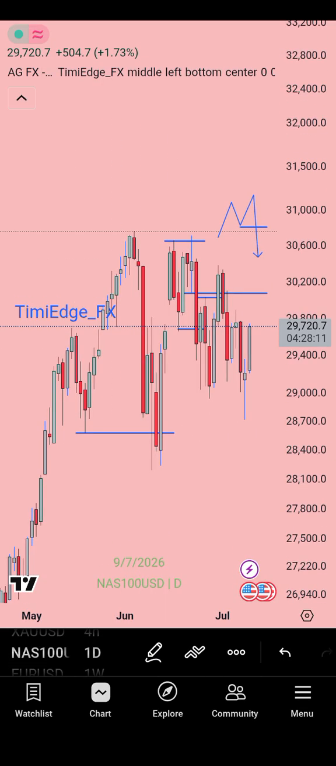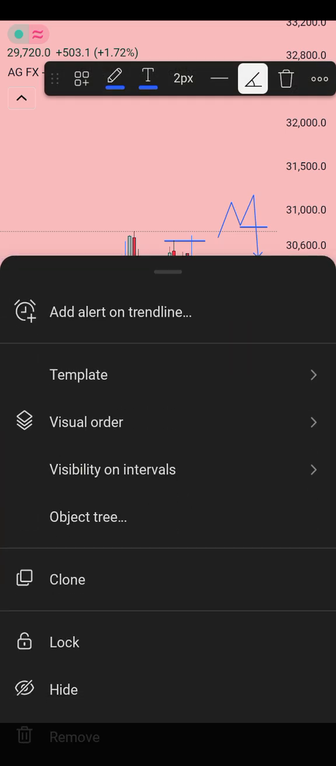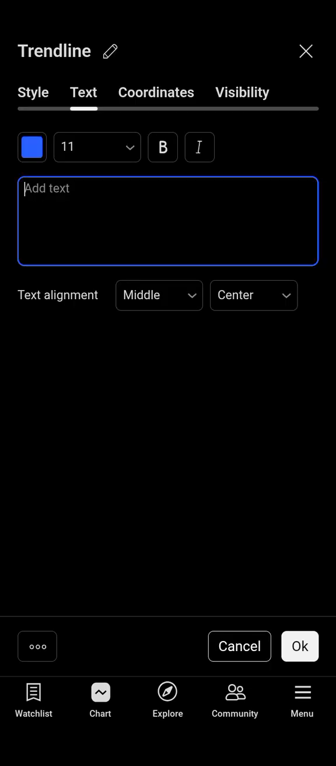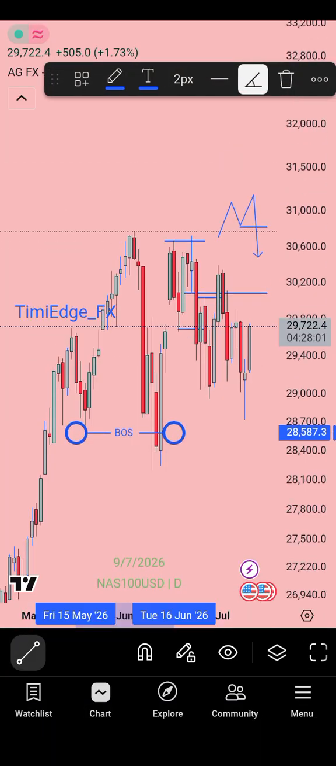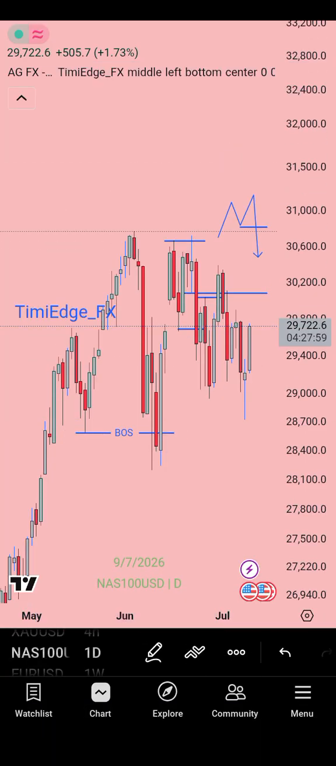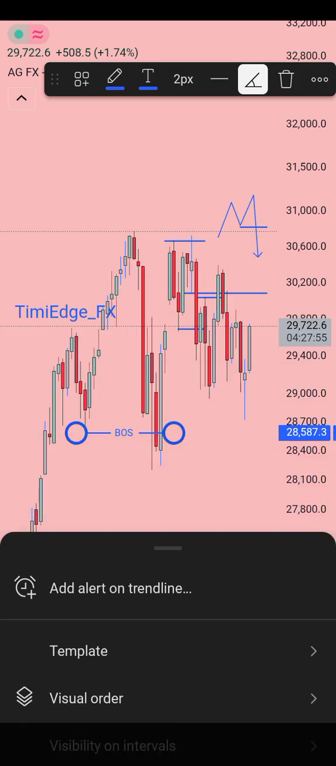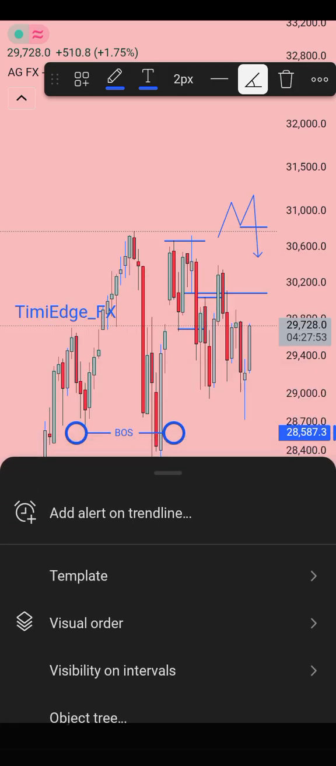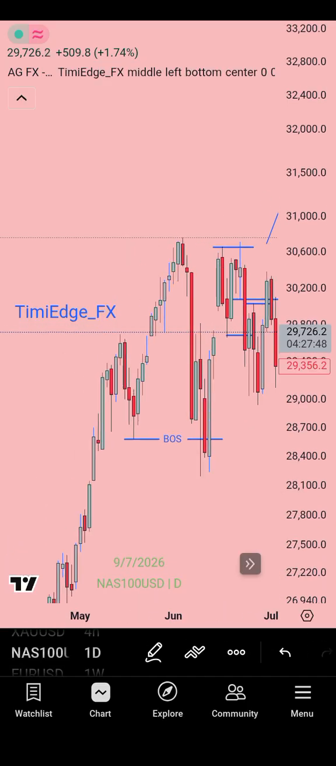So the market has been clear that it has wanted to go lower if you were paying attention to the long-term structure, right? So people that were informed already knew that the market is going to sell soon. I'll call that a change of character, right?